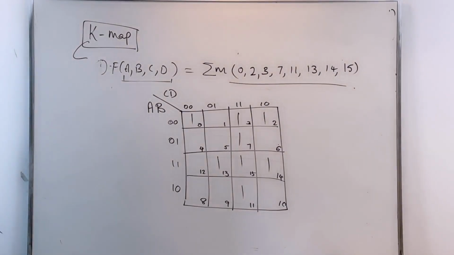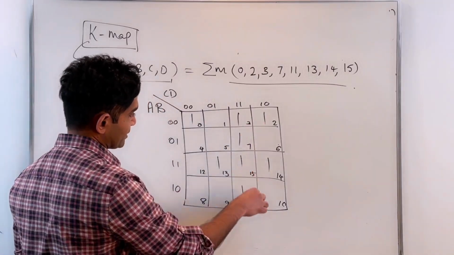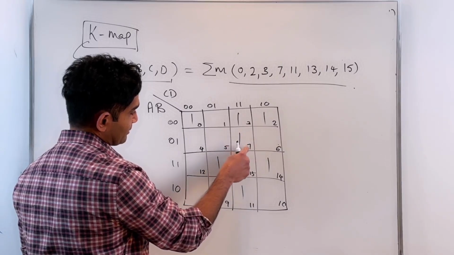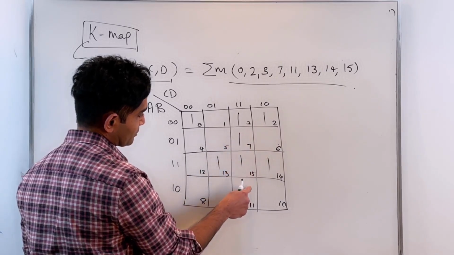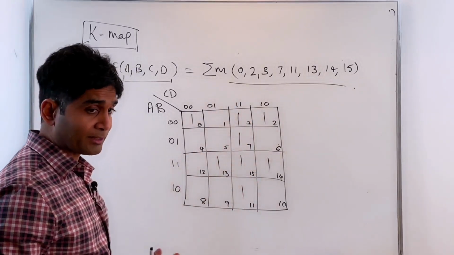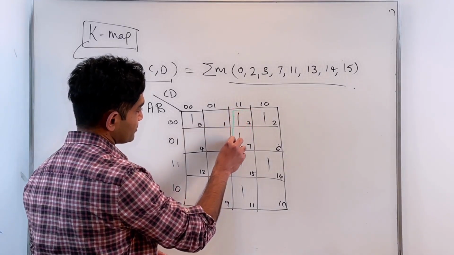Let's see. Do you see any possibilities here? Of course, 2, 7, 15, 11. They are adjacent. This cell is adjacent to this cell. This cell is adjacent to this cell. This cell is adjacent to this cell. I have a combination of 4 adjacent cells. 4 adjacent, I can combine them. So yes, I can combine them into a single combination.